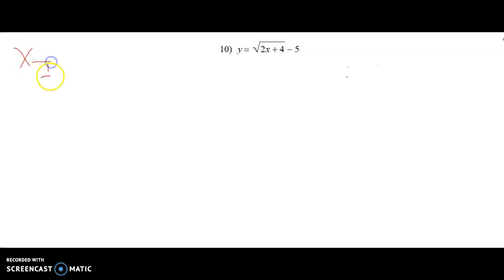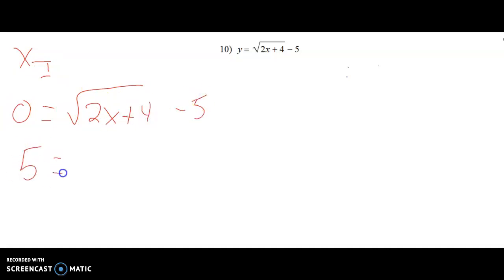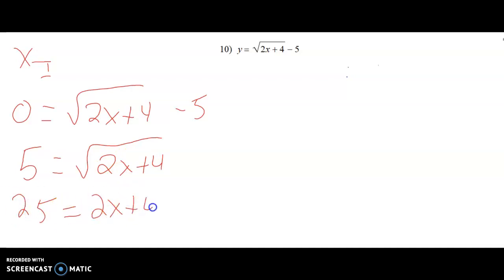X-intercept. 0 equals the square root of 2x plus 4, minus 5. Add 5. Okay, how do I undo a square root? Oh, I have to square. Make sure you square both sides. And then minus 4, divided by 2. So I get 21 over 2, 0. That's my x-intercept.